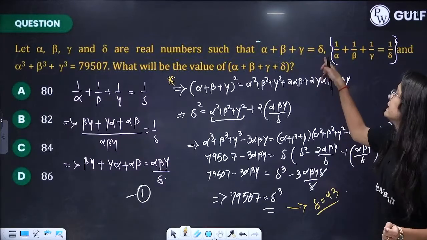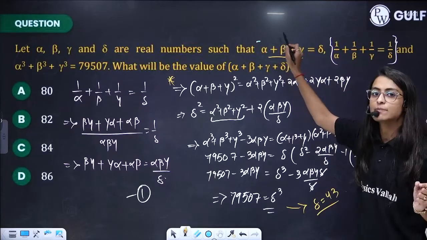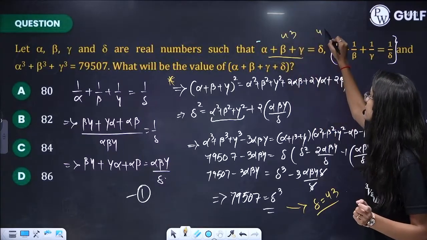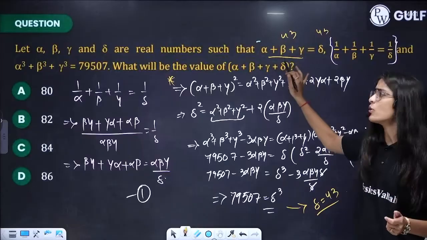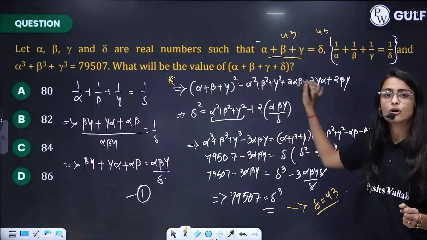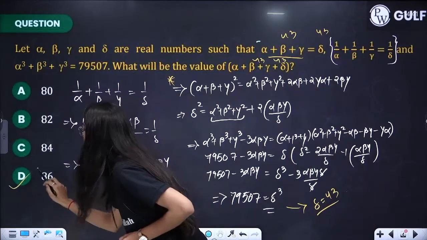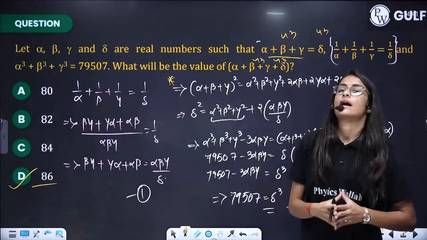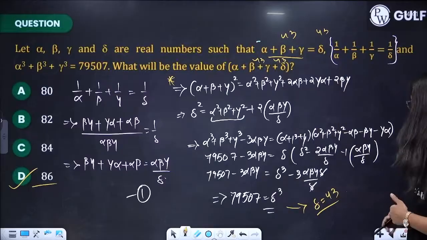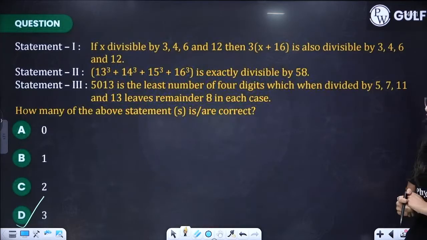If the value of delta is 43, alpha plus beta plus gamma is also equal to 43, right? Just substitute over here what will be the value of all these terms. Add 43 and 43, you will get 86, which is your option D. Understood everyone? I hope this question is clear. Moving to the next question.